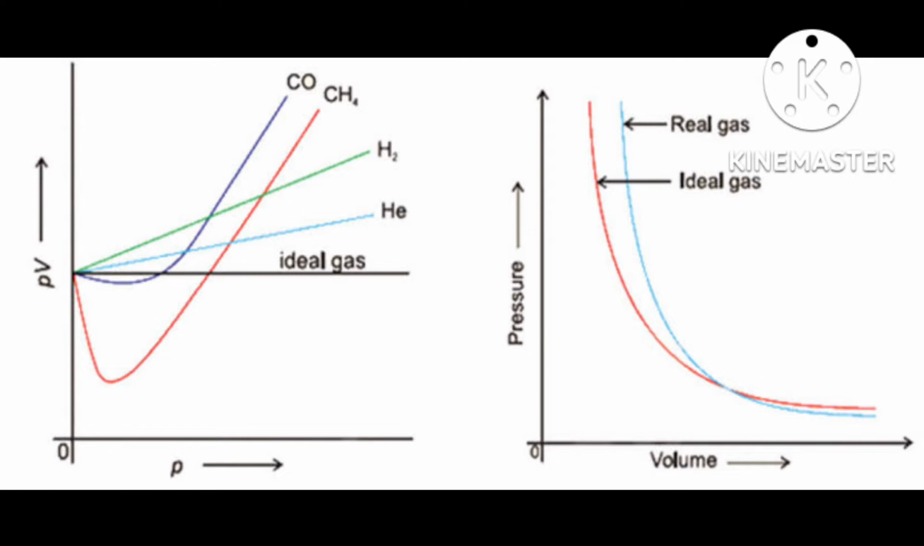Any gas which follows the ideal gas equation is called an ideal gas. There is no ideal gas existing actually. Real gases are existing. But any gas which follows the ideal gas equation, PV equals nRT, that is called ideal. This is the condition. That time it will be called ideal. Otherwise, real gases. This I have told about plot 1.